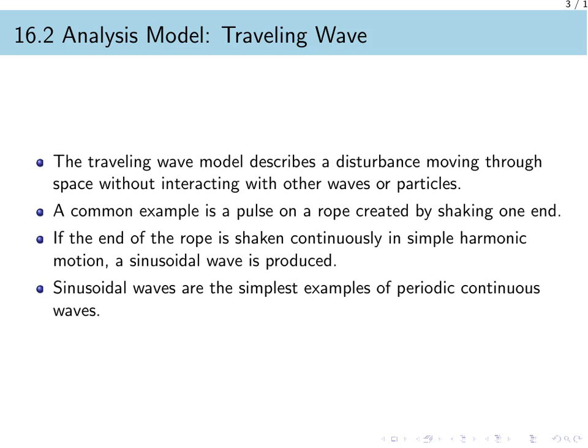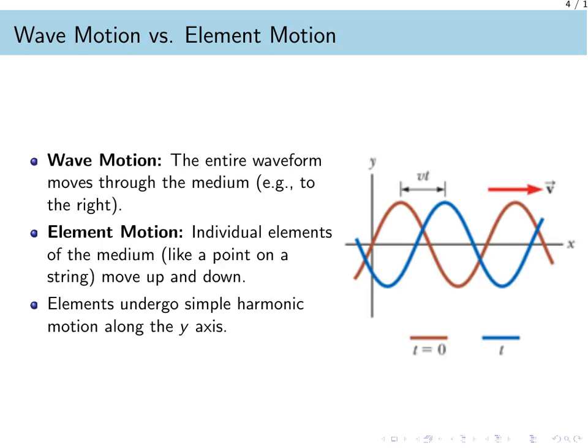The traveling wave model describes a disturbance that moves through space without interacting with other waves or particles. A simple way to visualize this is by imagining a pulse created by shaking one end of a rope. If you shake that rope continuously using simple harmonic motion, you produce a sinusoidal wave. These sinusoidal waves are the most basic examples of periodic continuous waves, serving as the fundamental building blocks for understanding more complex wave behaviors. It is crucial to distinguish between the motion of the wave itself and the motion of the elements within the medium.